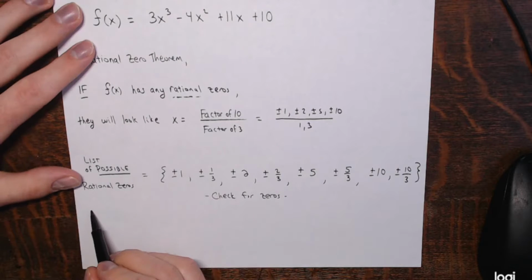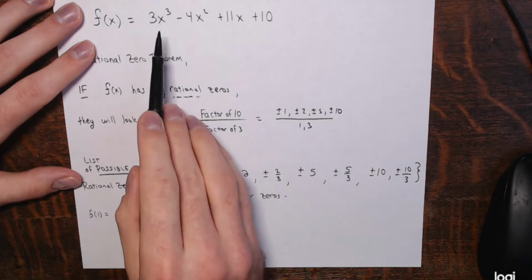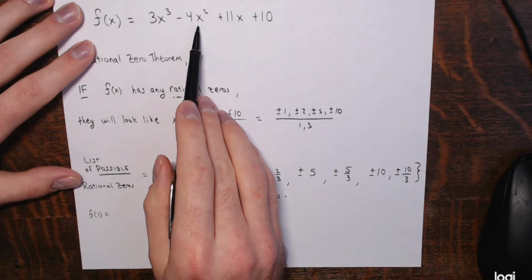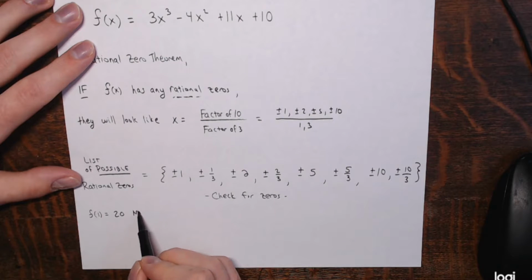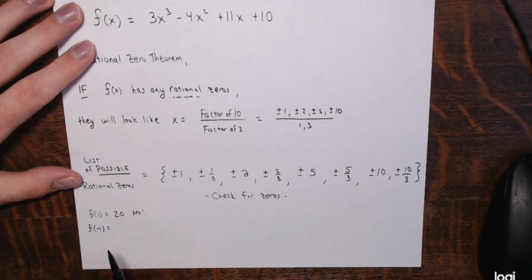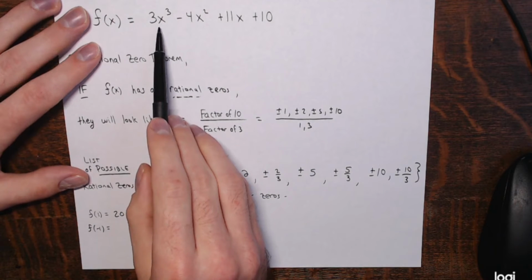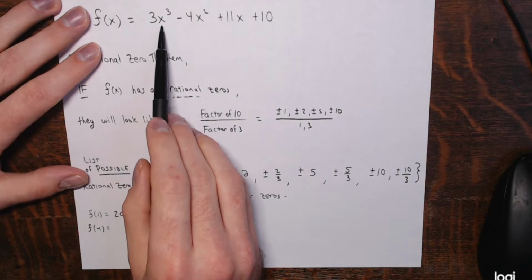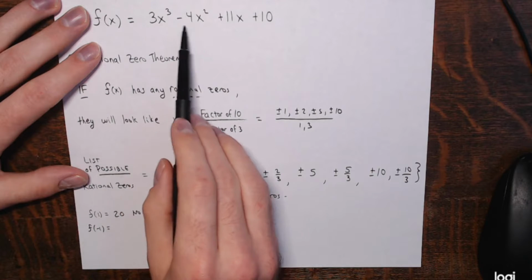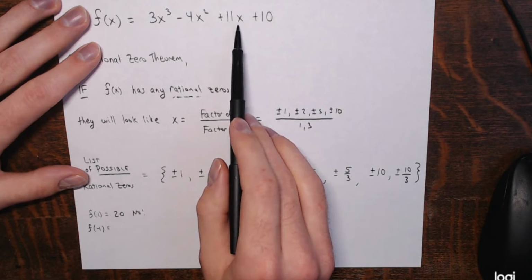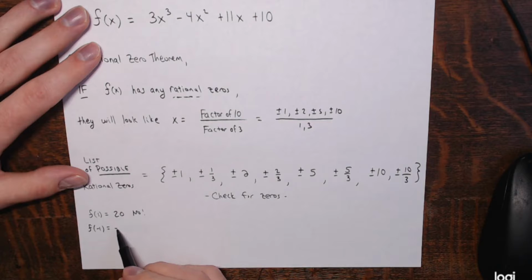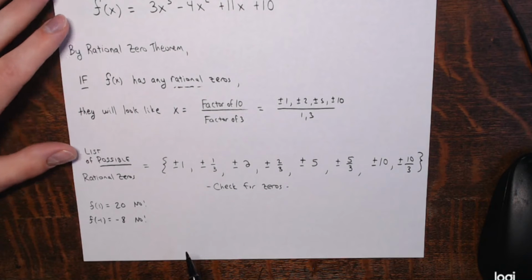All right, now f of 1 would be 3 minus 4 is negative 1, plus 21 would be 20. So no. I'm not doing synthetic division for 1 and negative 1 because those are usually pretty easy to check on your own. Now if I plug in negative 1, you'd have negative 3 minus 4 is negative 7, and then negative 7 minus 11 would be negative 18, plus 10 is negative 8. So no again.